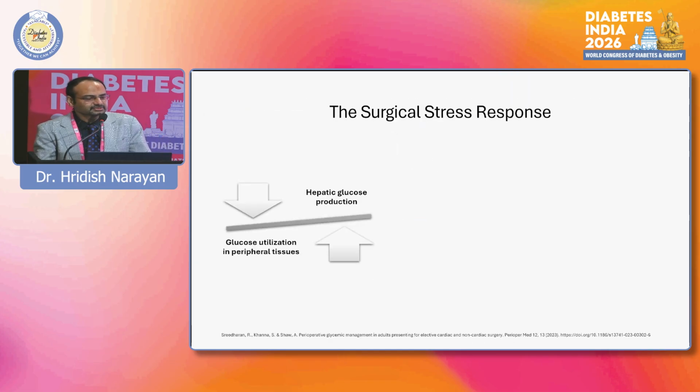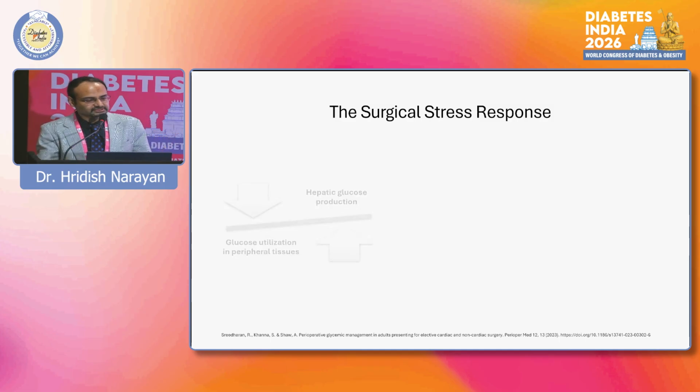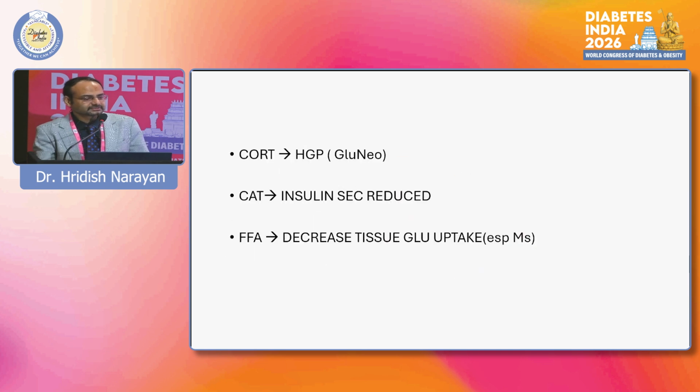Pathophysiology, as I had already mentioned, a lot of things happen and the balance tilts to one side between glucose utilization vis-a-vis glucose production. So what really happens is something like this. The counter-regulatory hormones take the lead in these circumstances. The first to talk about is cortisol. What does it do? It does gluconeogenesis. That means the hepatic glucose production, HGP, is increased.